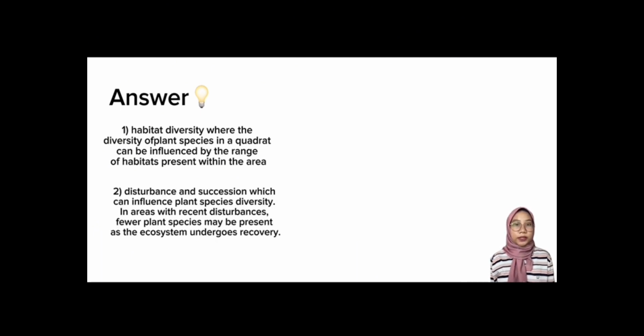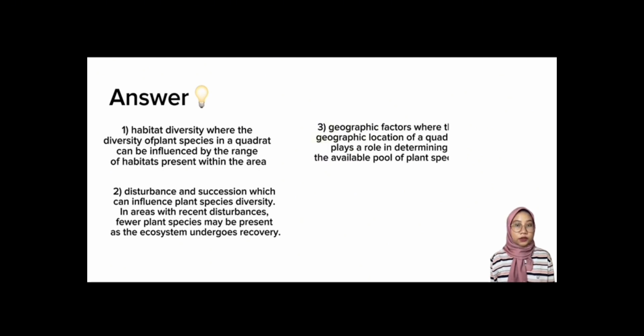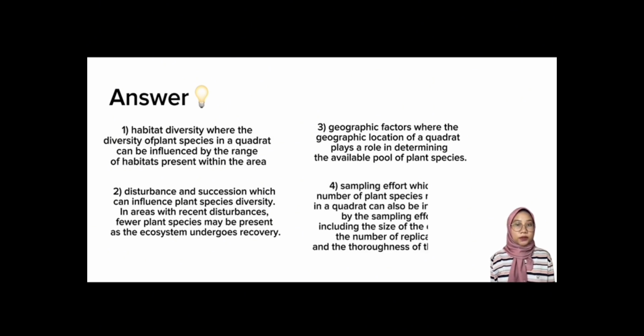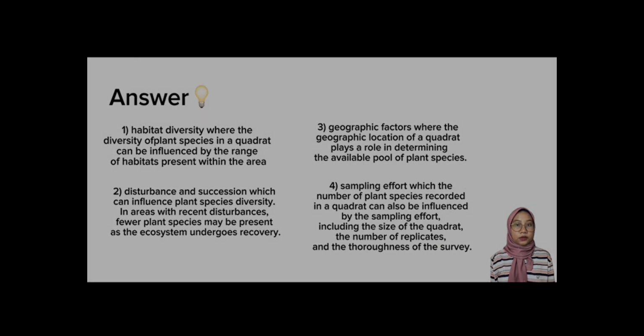Second is disturbance and succession, which can influence plant species diversity. In areas with recent disturbances, few plant species may be present as the ecosystem undergoes recovery. Next is geographic factors, where the geographic location of a quadrat plays a role in determining the available pool of plant species. Lastly is the sampling effect, where the number of plant species recorded in a quadrat can also be influenced by the size of the quadrat, the number of replicates, and the thoroughness of the survey.